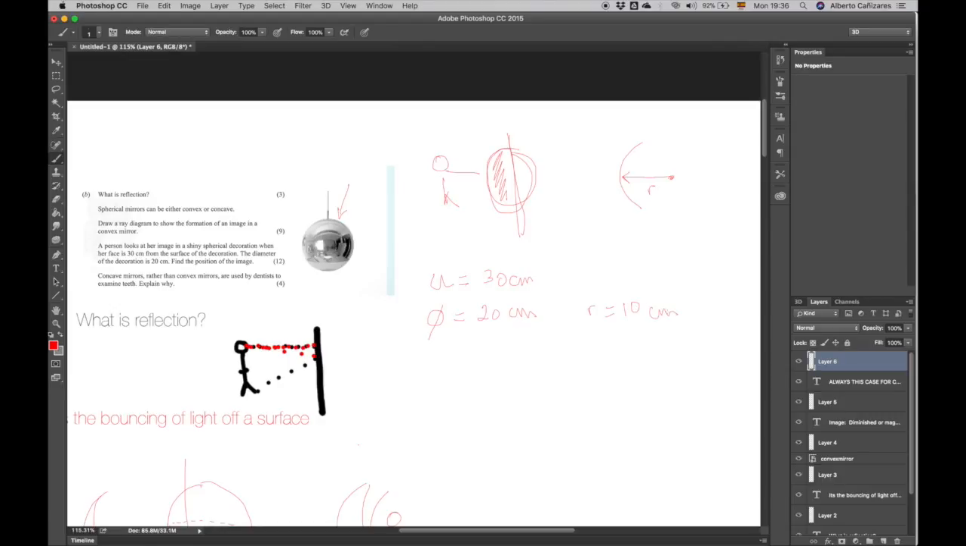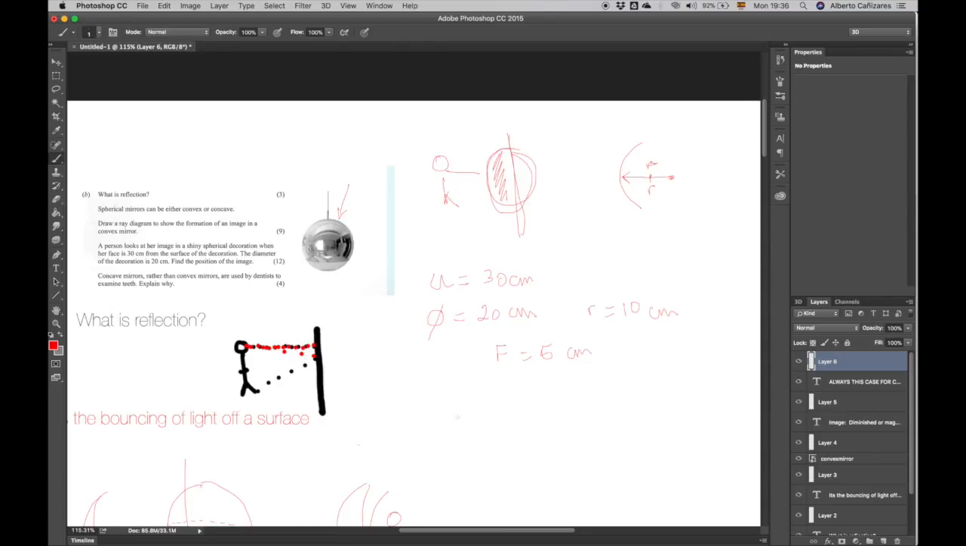Cannot be easier. Another thing I said earlier is that your focal point, F, will be midway between the radius and the mirror, so your focal point is literally half the radius. It will be 5 centimeters, meaning that the focal length is 5 centimeters. All right, so now how are we going to solve this?